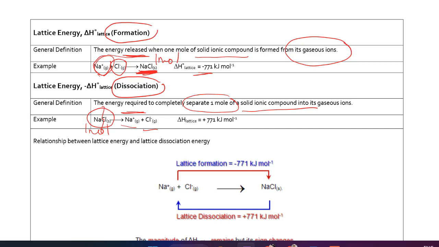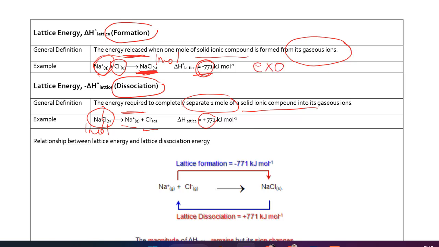For formation, the value is negative. For dissociation, the value is positive. So lattice energy could be formation, could be dissociation. How do we determine whether this lattice energy is formation or dissociation? We look at the value. For formation, the value will be negative because it is referring to an exothermic reaction.